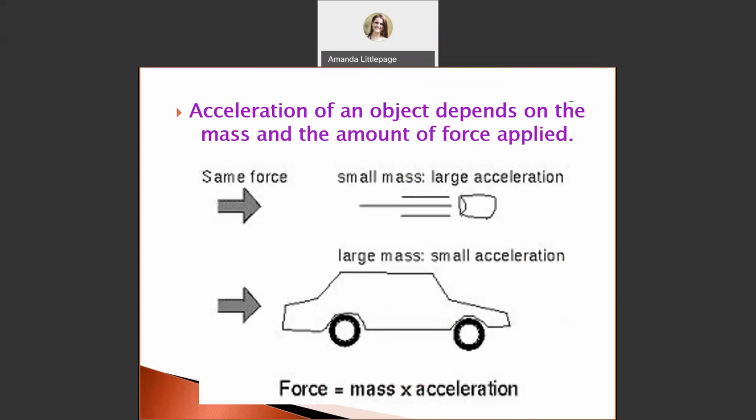Acceleration does depend on the mass and the amount of force. So let's look at the example here. There are two forces. They are the same, but one is being applied to a small object and one is being applied to a larger object, or an object that has more mass, like a car. So the smaller object will in fact move faster or accelerate faster than the object with the large mass, like the car. So the smaller the mass, the higher the acceleration. The larger the mass, the lower the acceleration.